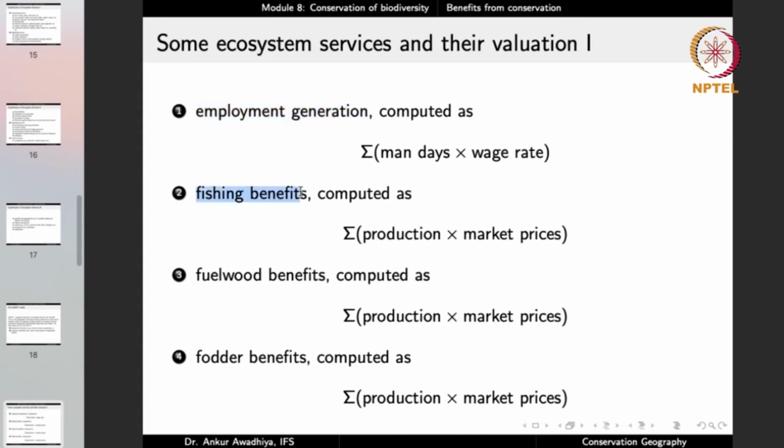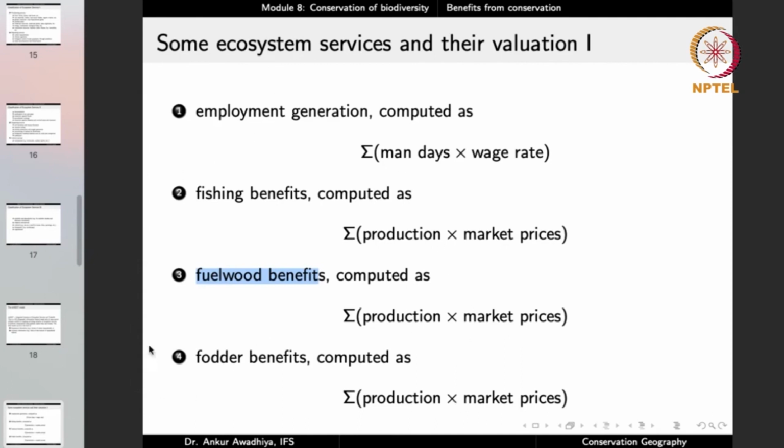Next, we have fishing benefits. Fishing benefits can be computed as the amount of fish that gets produced multiplied by the market prices, and we do a summation because different species of fishes can be fetching different prices, or probably different areas could be getting different prices. Similarly, we can compute the fuel wood benefits as the sum over production into market prices, fodder again as a sum over production into market prices.